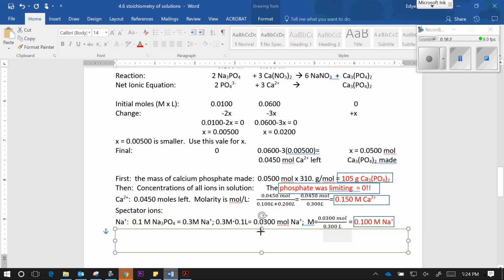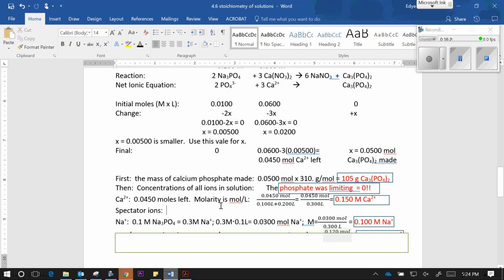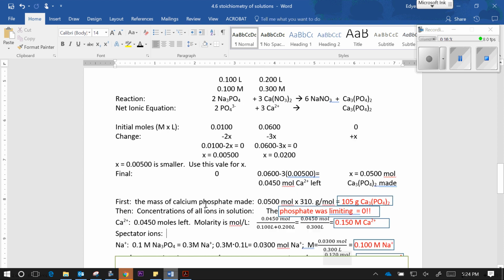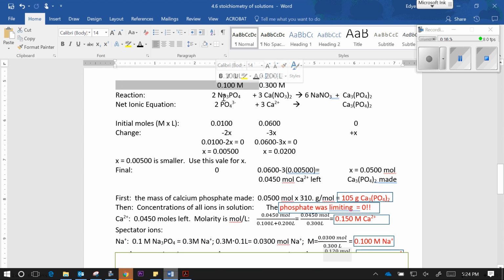Let's see, spectator ions. Okay, the sodium ion. This is confusing for a lot of students. We started with 0.1 molar of my sodium phosphate. Notice I have 3 sodium ions in 1 unit. So 0.1 molar sodium phosphate is actually 0.3 molar sodium ion. That gets a little confusing for students. This is an important point. I can meet with you if you're having trouble, and I can give you some practice problems like this.